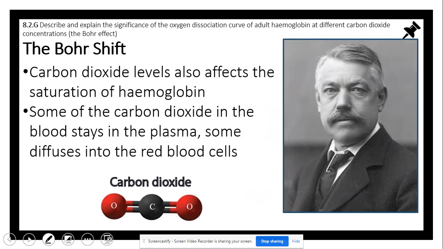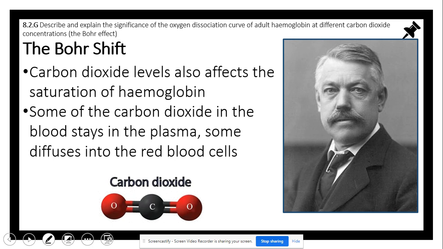The Bohr shift. So this guy, this is Christian Bohr. Fun fact, he's not the same guy that did the Bohr model that we talked about in chemistry. He's that guy's dad. Talk about a family legacy, am I right?